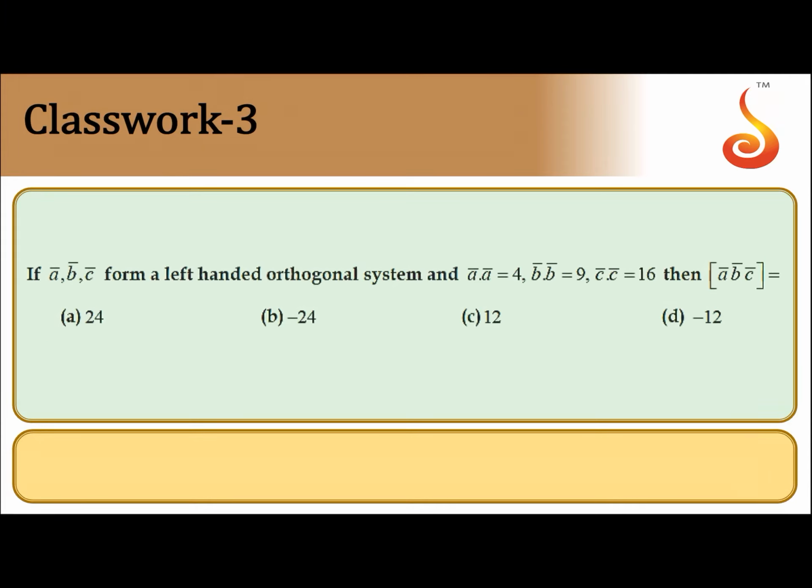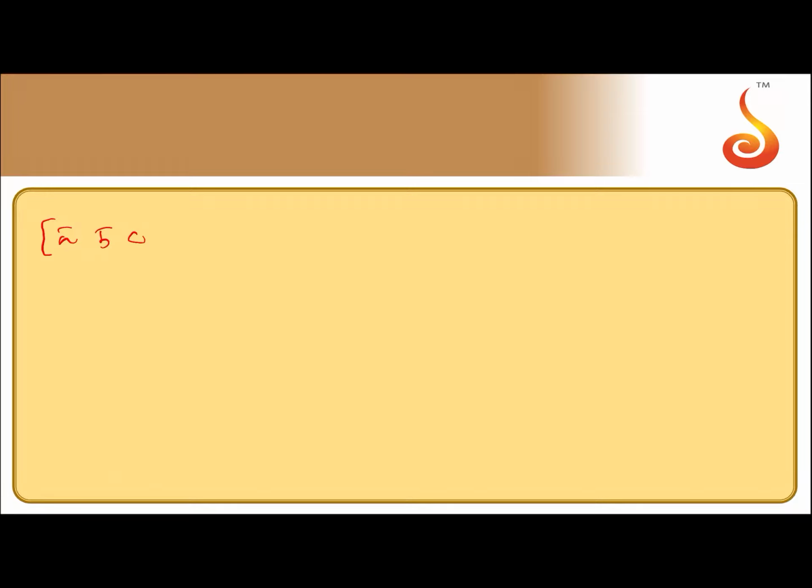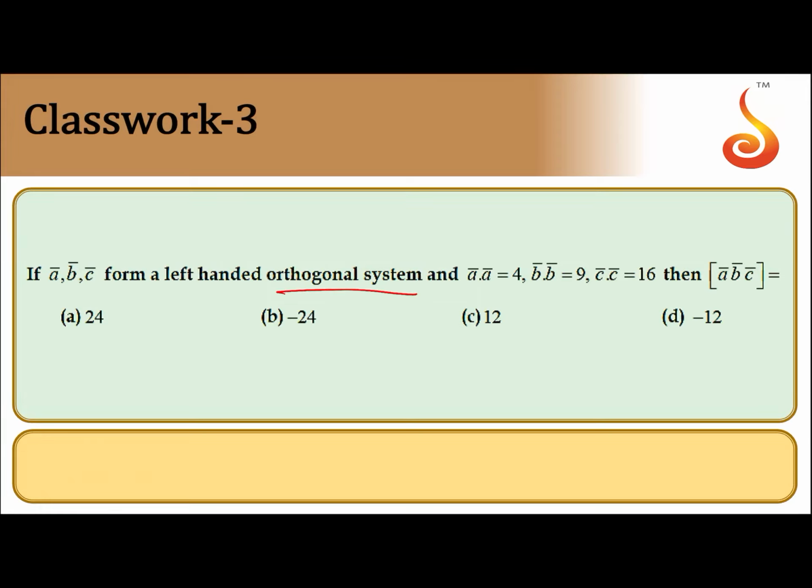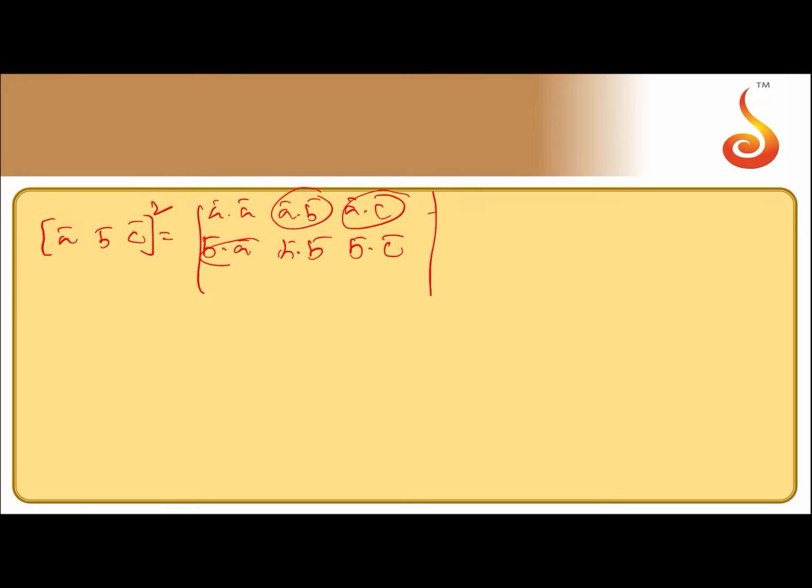Coming to the next one, the third one. A, B, C form a left-handed orthogonal system. Then A dot A is 4, B dot B is 9, C dot C is 16. The scalar triple product ABC, I would take up the square of it, which is nothing but the determinant with rows A dot A, A dot B, A dot C; B dot A, B dot B, B dot C; and similarly the third. As it is an orthogonal system, all the values are zeros except the diagonal elements: A dot A 4, B dot B 9, C dot C 16.